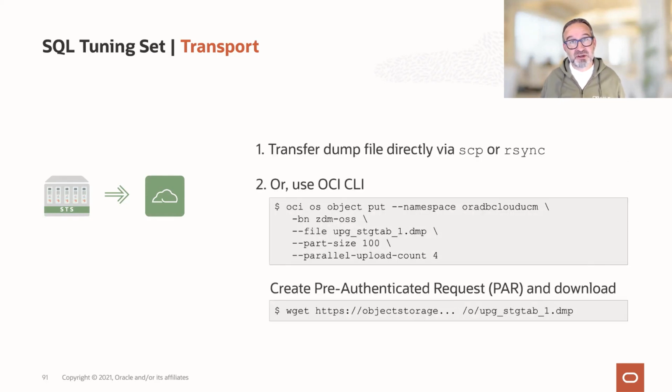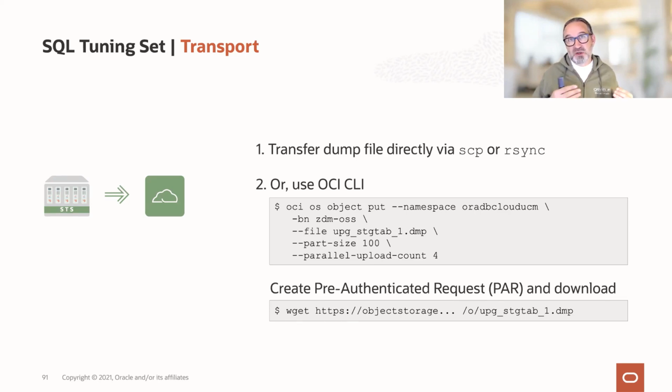Then I transfer it. Either SCP or rsync would work, or you could also use the OCI CLI, the OCI command line interface, which, as you can see in the code, also allows you to parallelize the upload. So in that case, we won't do this most likely, and parallelizing this into 4 different streams. But when you want to move over your database, then this parallel upload count could be very, very useful.